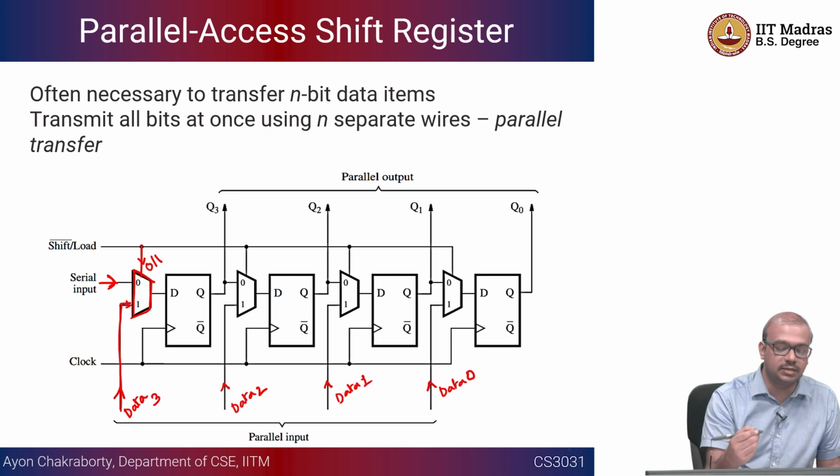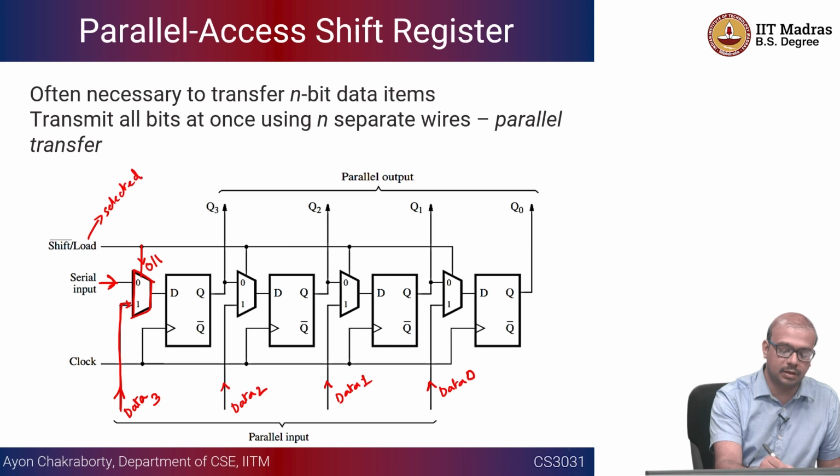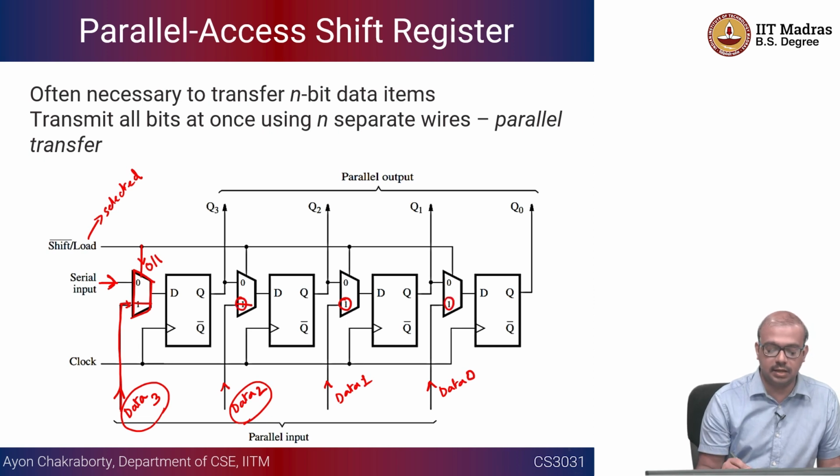So if load is selected, then my parallel data, they are all going to be selected, because I will select this particular input of the multiplexer. Then with just a single clock pulse, this is going to be loaded with D3, this is going to be loaded with D2, D1 and D0.